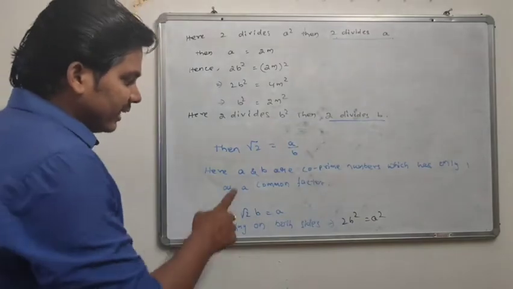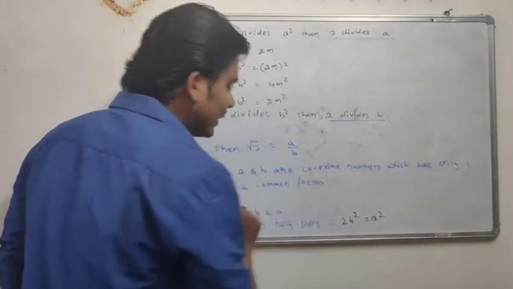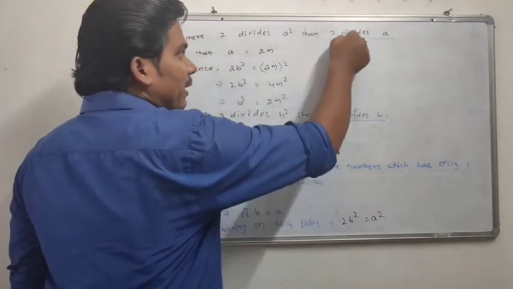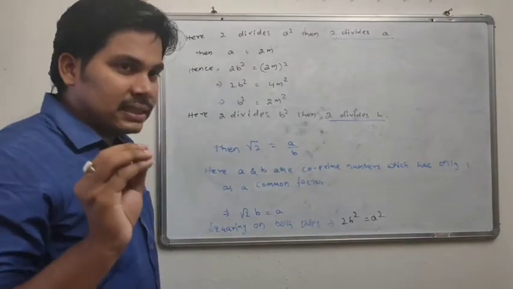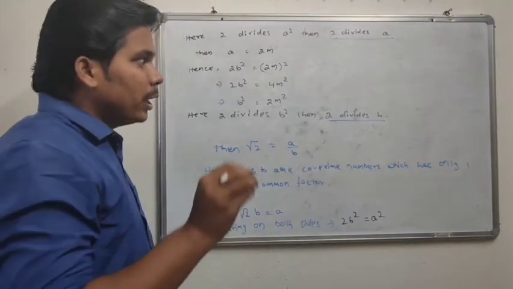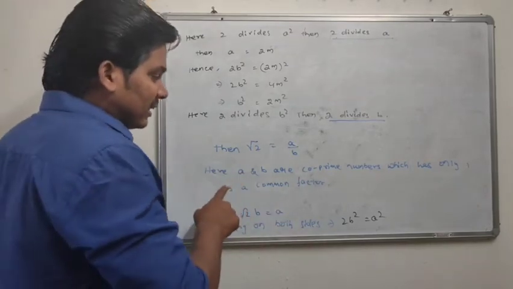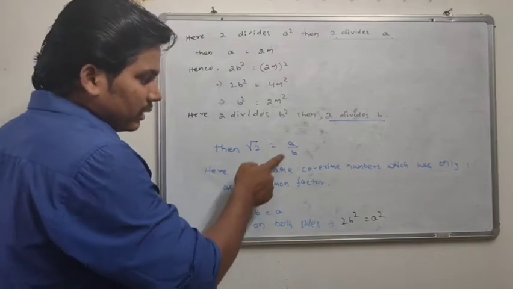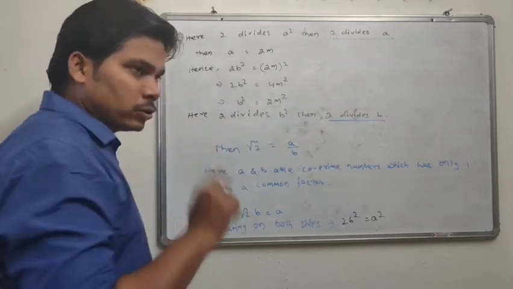But what we have written here is that a and b are co-prime numbers, which have only 1 as the common factor. But what we have seen is that a and b have 2 as a common factor. Means 2 is the common factor for a and b. But our statement which we have taken is wrong. If this statement is wrong, then root 2 equal to r by s is also wrong.